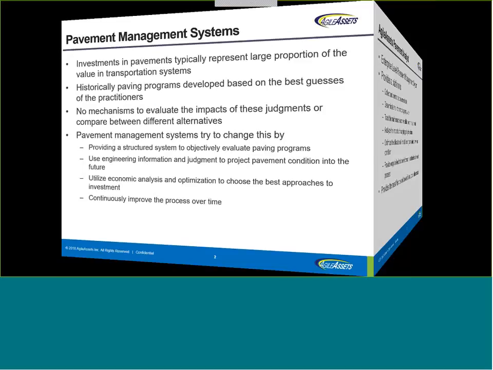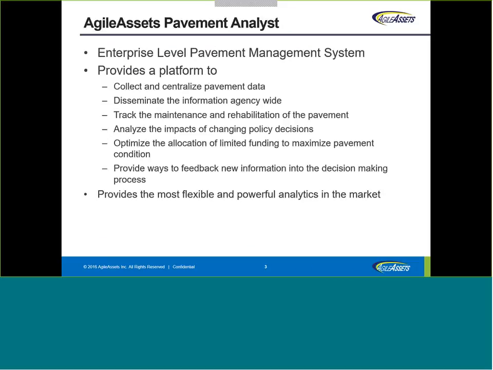So the AgileAssets Pavement Analyst is an enterprise-level pavement management system. We have a number of products at AgileAssets: maintenance management systems, fleet management systems, bridge management systems, and the pavement management system is one component of that enterprise-level asset management system, and we like to think that it's an important component. Our system provides a platform that allows you to do a number of things, but one of the things it does, and maybe one of the things that's not recognized very well, is that it is an area where you can collect and centralize pavement information and then disseminate that information agency-wide.